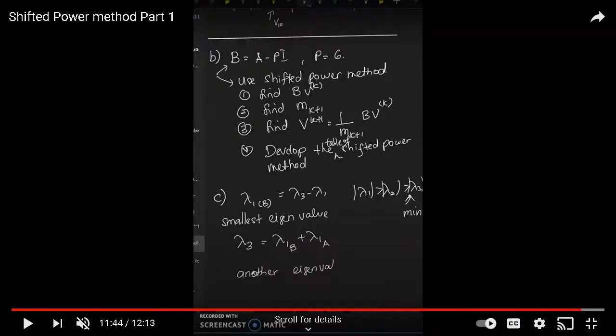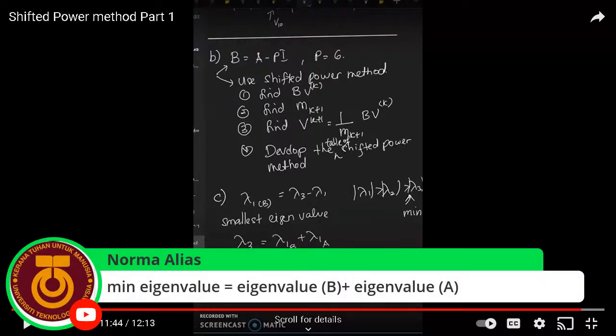I sent it to your chat room. The minimum eigenvalue, or lambda 3, is equal to lambda 1 for matrix B, where B is A minus lambda 1 for matrix A times I, plus the eigenvalue of matrix A, which is P or lambda 1 for matrix A, that you get from the power method. So please remember this formula. Lambda 1b plus lambda 1a gives lambda 3, the minimum eigenvalue.